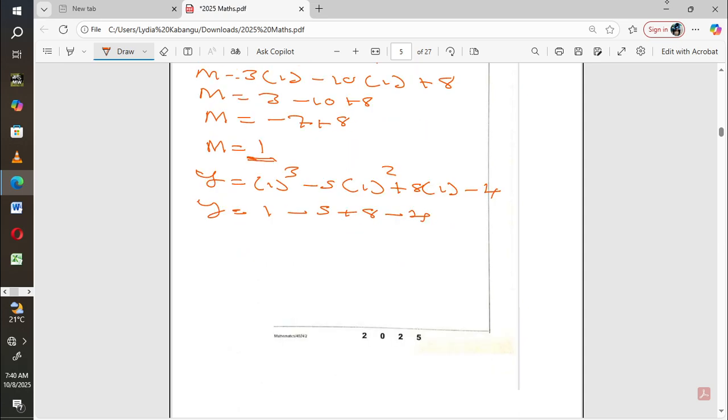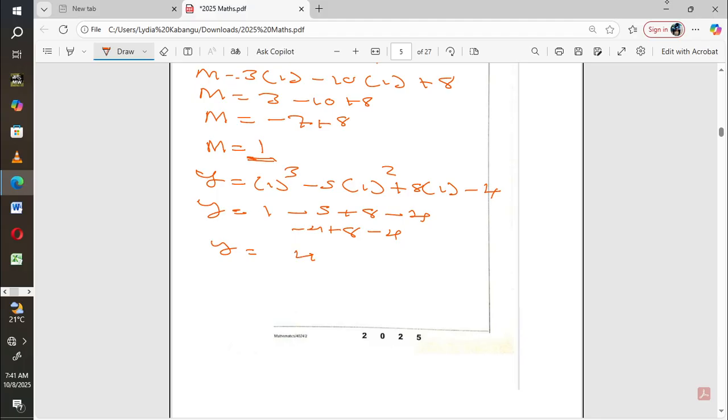What is 1 minus 5? That's negative 4 plus 8 minus 4. Okay, minus 4. So we're going to have y equals negative 4 plus 8. What is negative 4 plus 8? We're going to have 4.